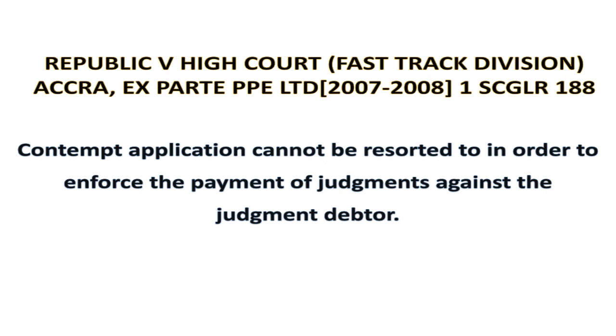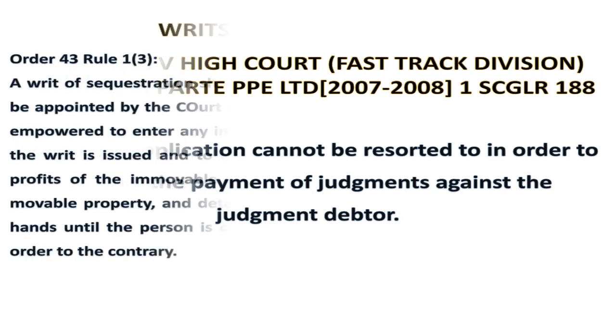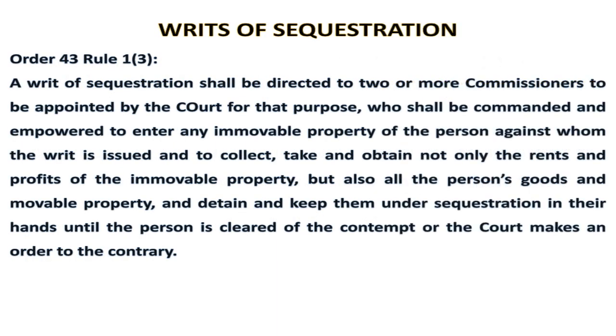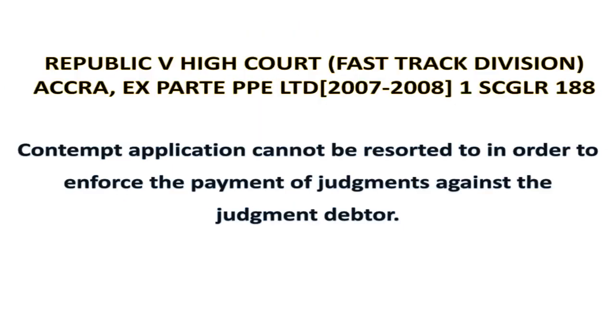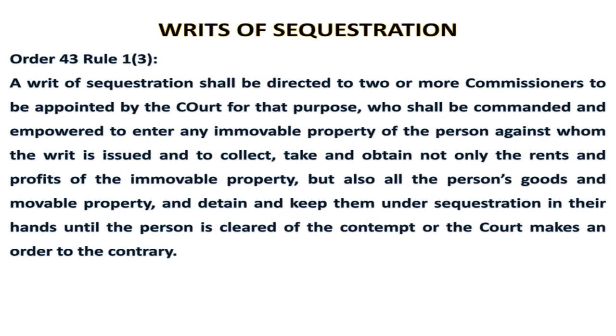Now, remember that the foundation before you can even make sequestration is that the person must have first disobeyed the court, and he must have been in contempt. That is why under sequestration, you go for it, and the goods will be held in sequestration until the person is cleared of the contempt of court. So in this time, ex parte PP Limited is saying that you can't come for contempt if it's about payment of money. Find out whether sequestration, you can still come for it in light of the decision in ex parte PP Limited. Because remember, the foundation of sequestration is under Order 43 Rule 5.